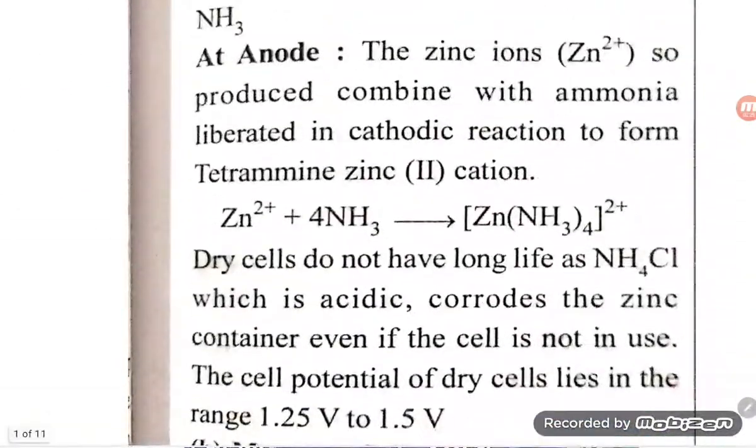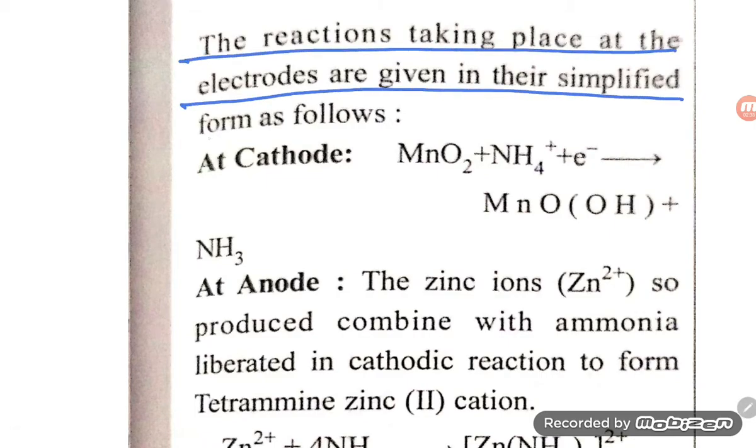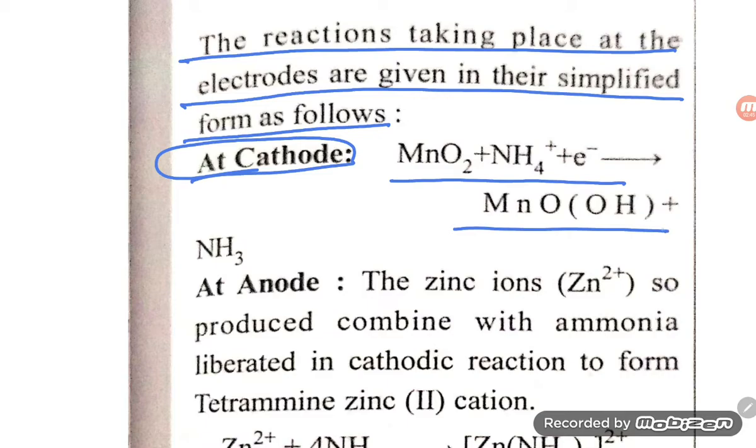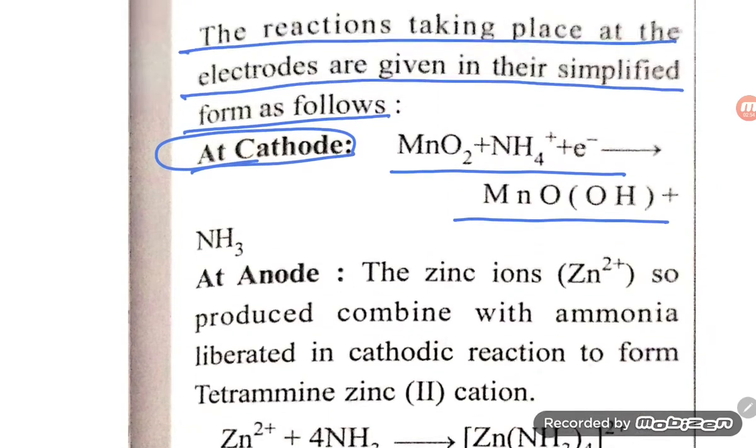Now see what reactions are taking place. The reactions taking place at the electrodes are given in simplified form as follows. At the cathode, the reaction is MnO2 plus NH4+ plus an electron, giving MnO(OH) plus ammonia. This is what happens at the cathode. Now the overall reaction.